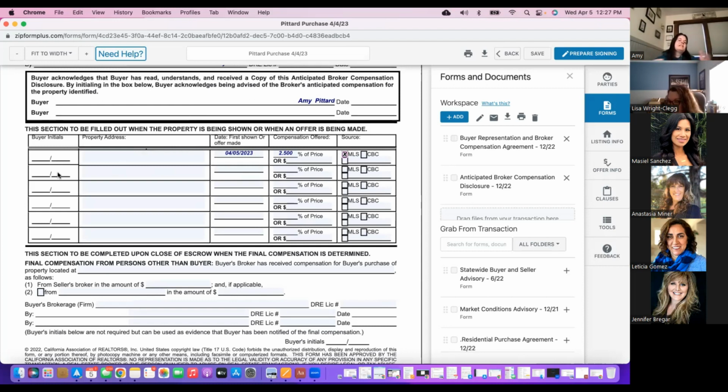Like if their offer didn't get accepted, you went to write another offer. I would just fill out a new one, clear the old information out, put the new information in. If you were doing it at time of showing, then you would put multiple, but you would put any of the properties that you were showing at that one time in there. So it can be used either at time of offer or at time of showing.